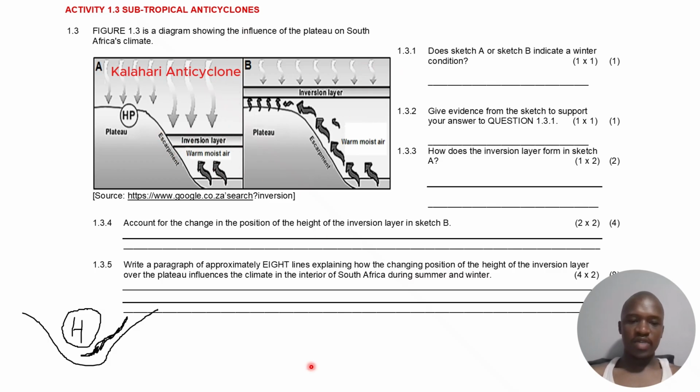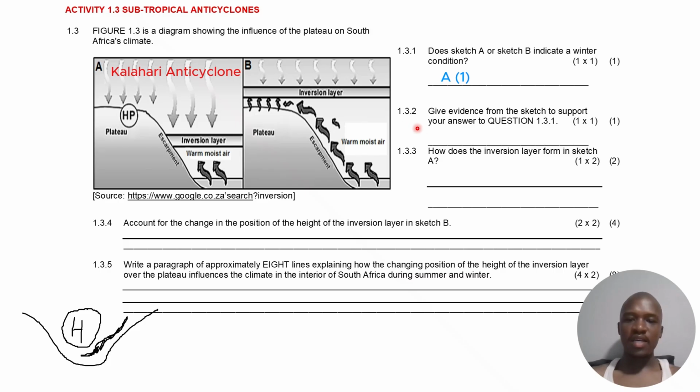Okay, now let's just go over the questions. 1.3.1 says, does sketch A or B indicate winter? Remember, in winter, I said the Kalahari high is dominant, right? Let's look at these diagrams. Look at this. The Kalahari high is weak because the arrows are smaller, right? Even the inversion is above. But for diagram A, the Kalahari high, you can even see they put HP over the land, right? This is the Kalahari anticyclone or Kalahari high. It is dominant in winter. So sketch A represents winter. So the answer for 1.3.1 is sketch A.